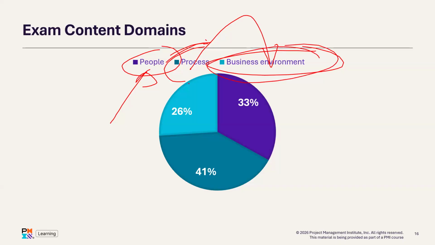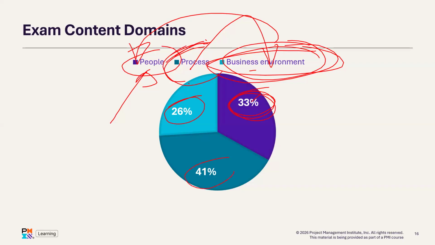So organizations initiate projects, and we need to understand the need or the context of the project. That constitutes 33% of the exam questions. When organizations initiate projects, we use people. No, people constitute 33% rather. Then the business environment constitutes 26%. And then project managers will use some tools, techniques, processes, some activities that constitute 41%.